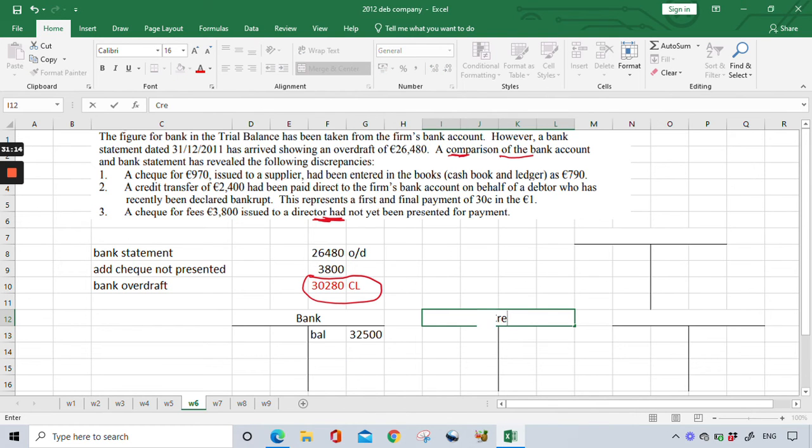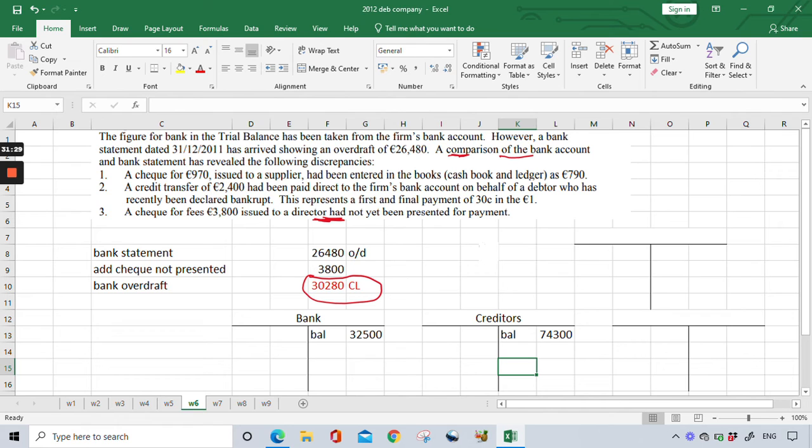Okay, this note 1, a check issued to a supplier entered wrong in the books. That's going to deal with creditors. So I need to get my creditors figure from the trial balance, which is 74,300. Now, what's happened? A check for 970 had been put in as 790. So really, our creditors have only been reduced by 790, whereas they should have been reduced by 970. So that's a difference of 180.